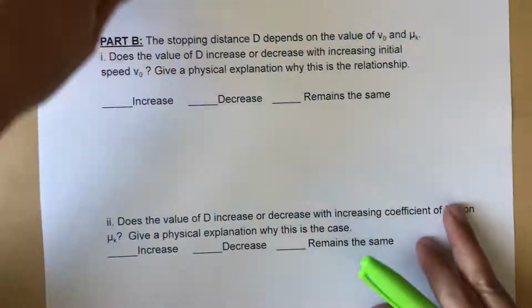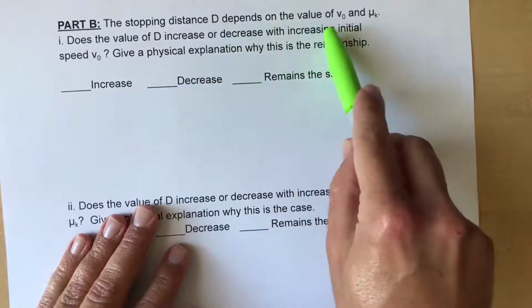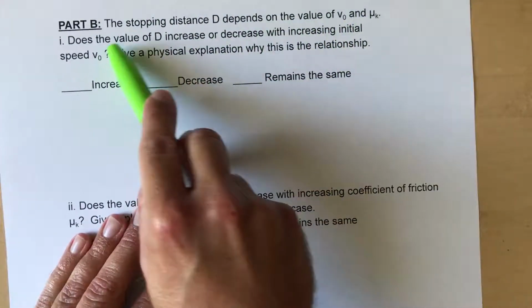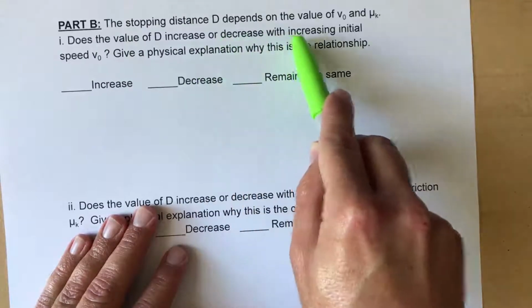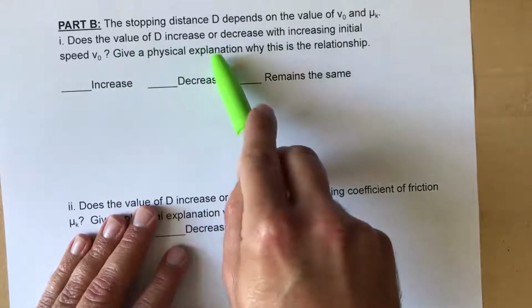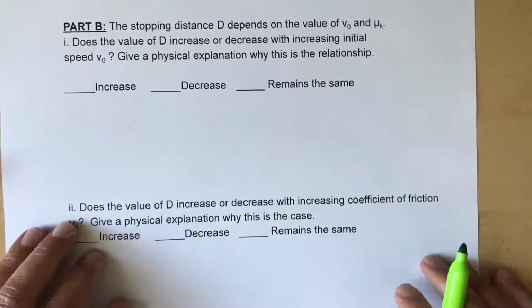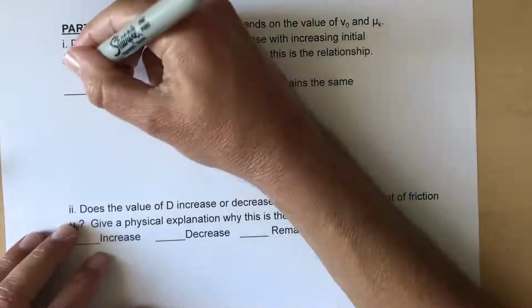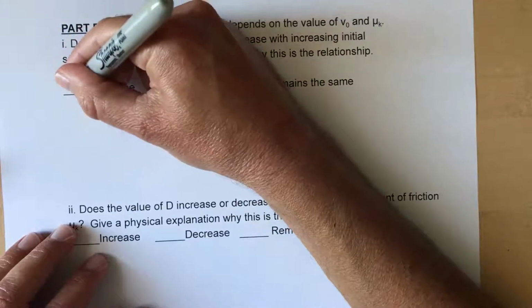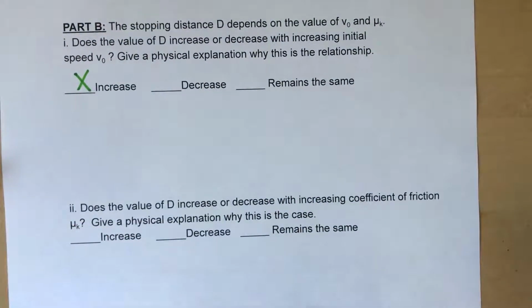the stopping distance d depends on the value of v sub 0 and mu sub k. Does the value of d increase or decrease with the initial speed v0? Give a physical explanation as to why this is the case. Well, I think any person you would ask, whether they had physics or not, would realize that the faster you were going, the distance it took you to stop would increase.